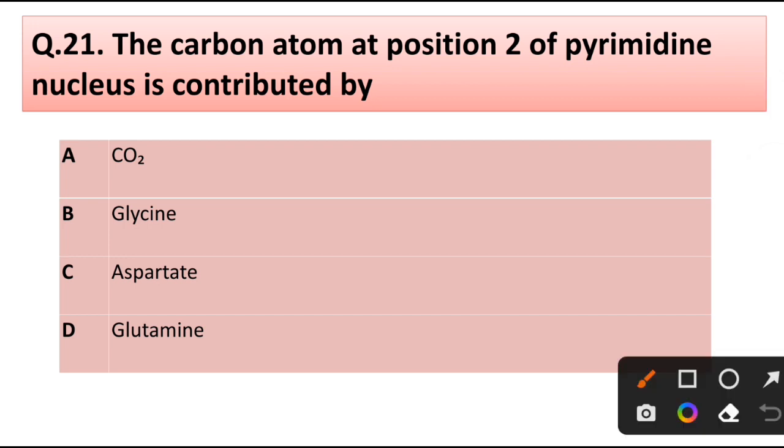Question number 21. The carbon atom at position 2 of the pyrimidine nucleus is contributed by CO2, glycine, aspartate, or glutamine. Correct answer is option A, CO2.